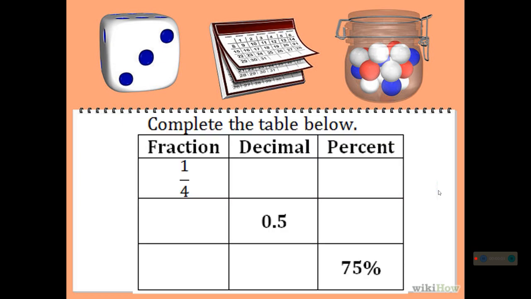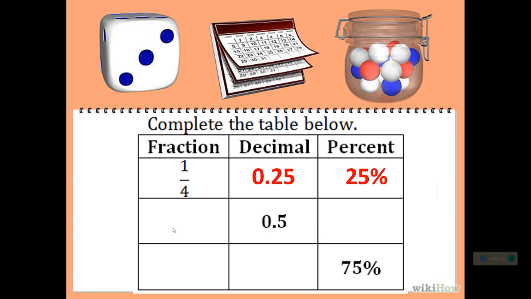So before we proceed, let us have the table. You are going to complete the table below. We have here the fraction 1/4. What is the decimal form of that? Correct, we have 0.25. How about the percent form? Okay, that's correct. We have 25%.